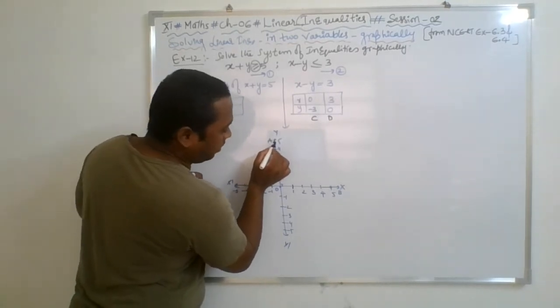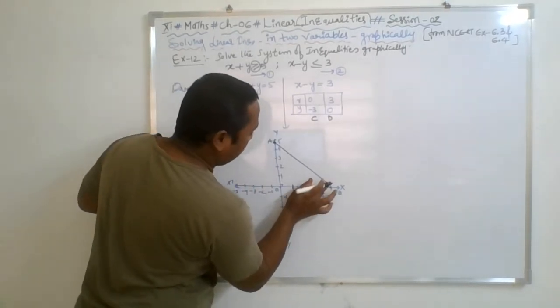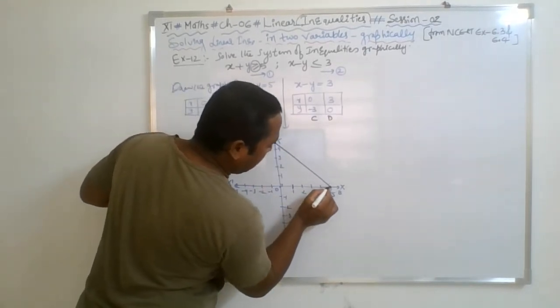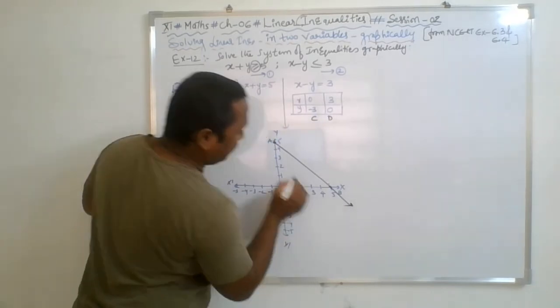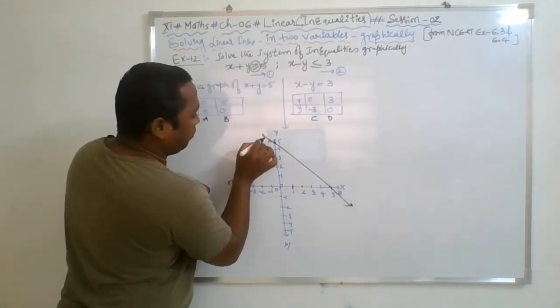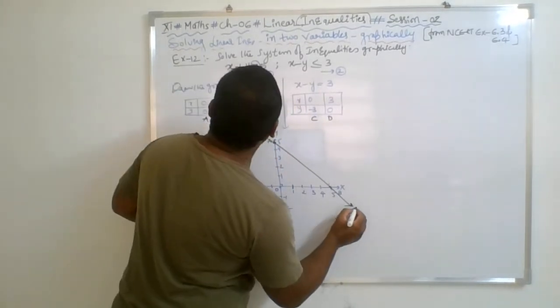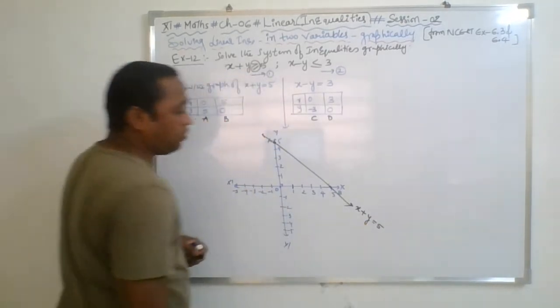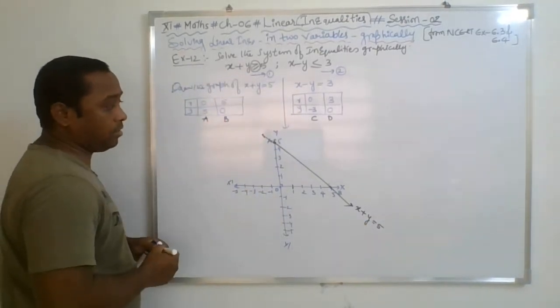First join them with the help of a scale, and then extend it. Here also you need to extend. And immediately write the equation of this graph, x plus y is equal to 5. The first part is done.